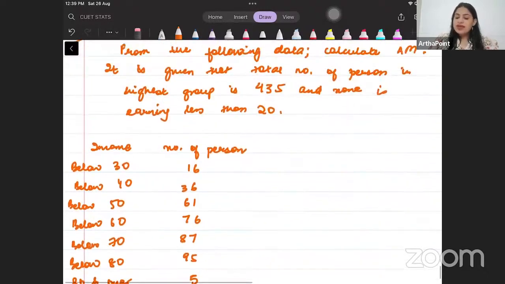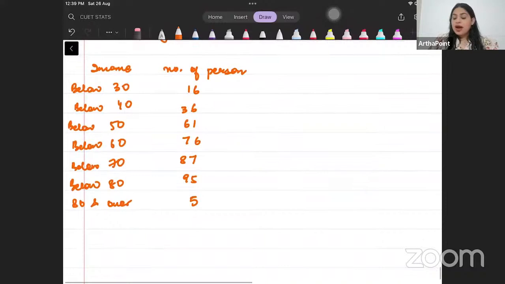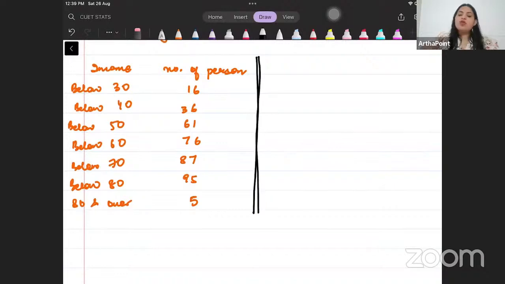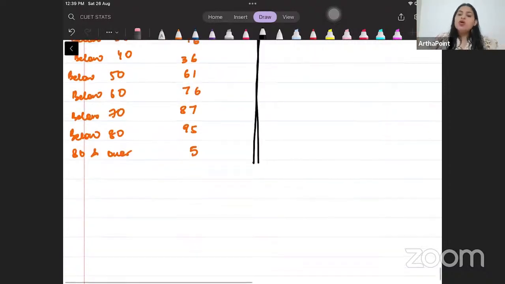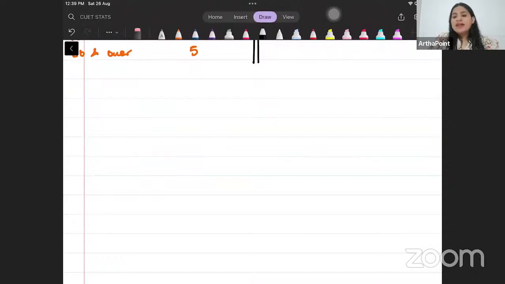Beta, now in this case, I have not been given any interval. So I have to convert this into a class interval. Only then I will be able to solve this. So try and understand this. Below 30 means, okay, I don't know whether it is 0 to 30 or whether it is going to be 20 to 30. But because it is given below 30, and then each subsequent interval is below 40, it means it must have been 30 to 40, 40 to 50. So for solving purpose, I can take the class interval starting from 20. So I can say that this will be 20 to 30.